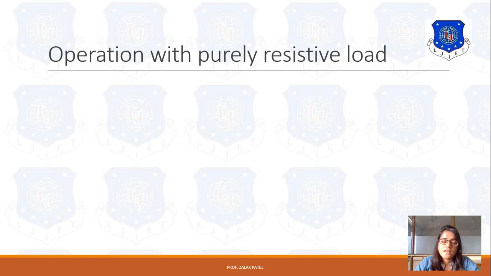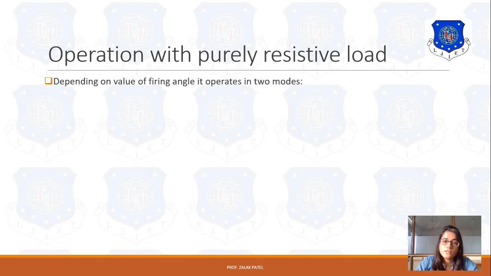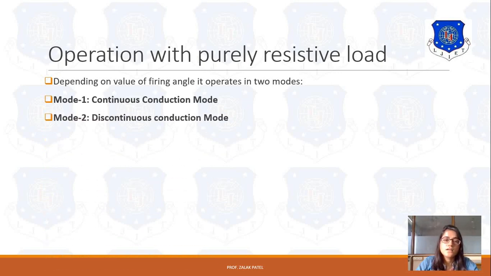Now let's take another case of full converter, that is operation with purely resistive load. We have earlier discussed the operation of full converter with inductive type of load. Now what will happen when the load is completely resistive? In this mode, again like the half wave converter, it depends on the value of alpha, the firing angle. So depending on the value of firing angle, it operates in two modes. Mode 1 is continuous conduction mode and mode 2 is discontinuous conduction mode. Now let's discuss one by one.